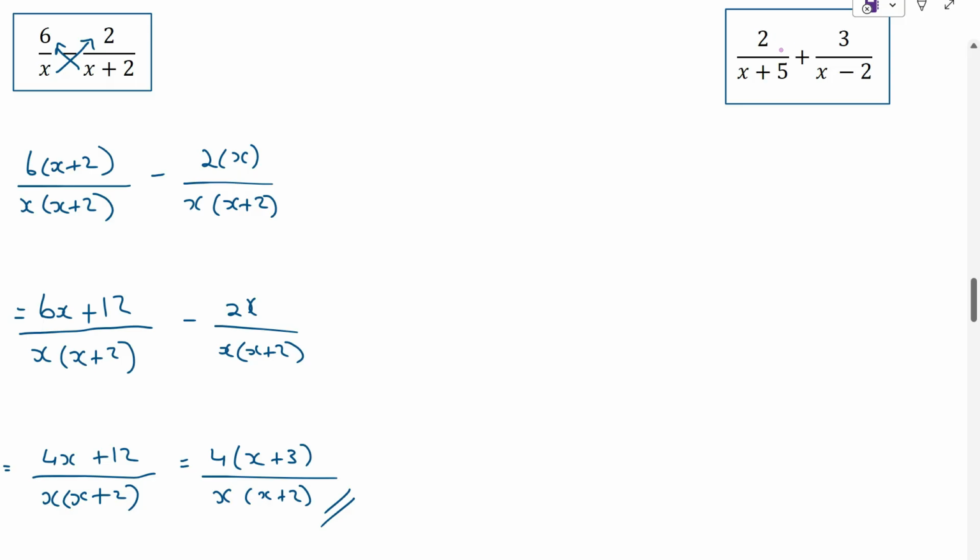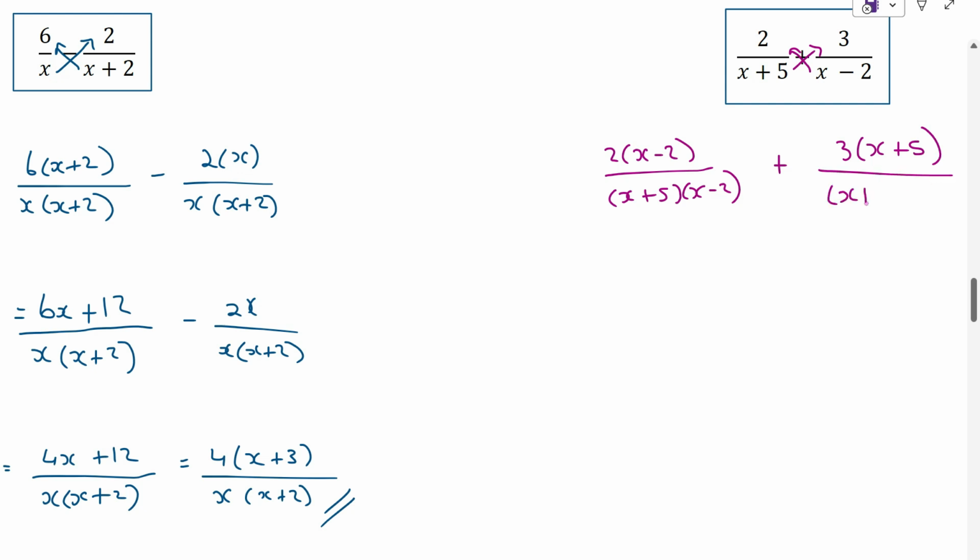Looking at this second question here, again, we've got different denominators. So to make them the same, we need to cross multiply, which will give us plus 3 brackets x plus 5. Okay, we've got the common denominator. Now we can just multiply out the numerators and add them together.